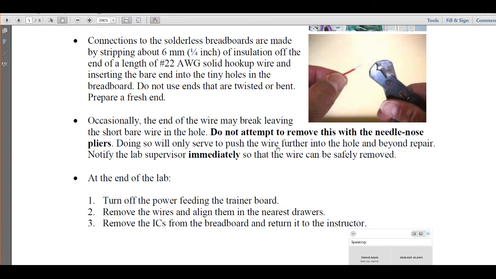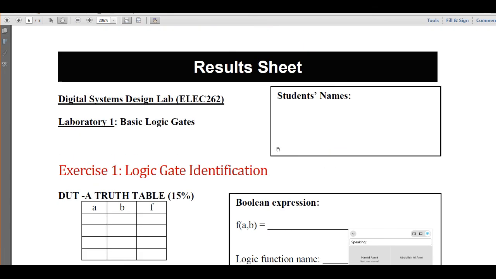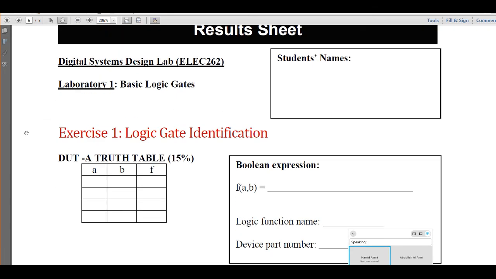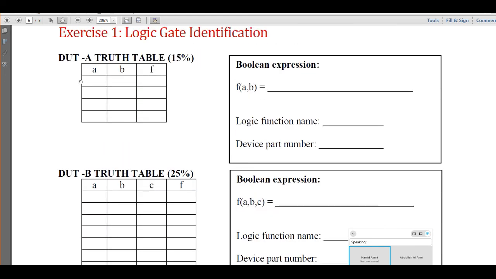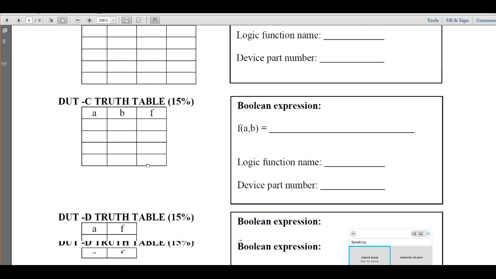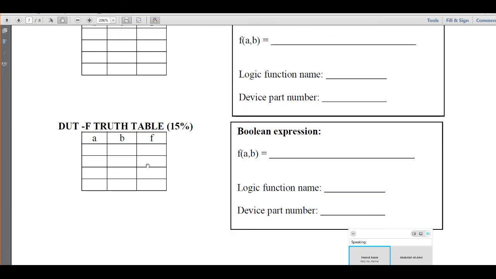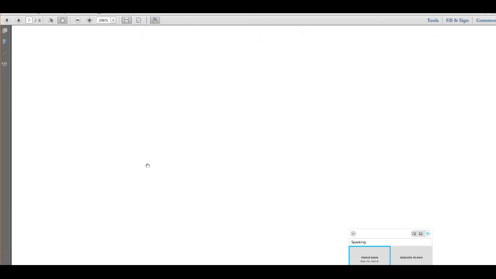Here I divided our work into 2 sections and I called them exercise 1. In exercise 1, you have to put your truth table here, use that chip in Multisim, write your Boolean expression here, give the name and copy paste the part number from that table in here, and you do this for all of these ICs.